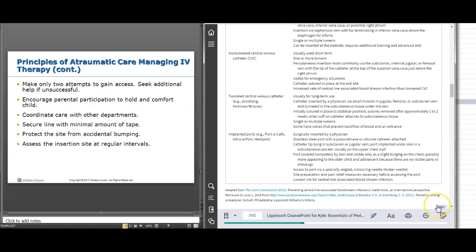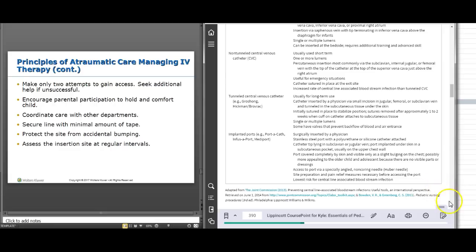Like a triple lumen CVC, sometimes those are put in with traumas. They're more short term. If you have a patient that is going to have long-term TPN or things like that, then you might see a Groshong or a Hickman or a Broviac.